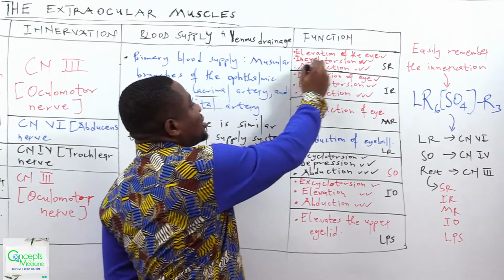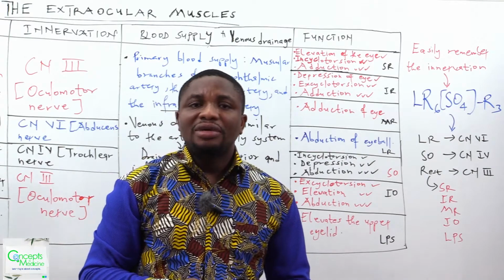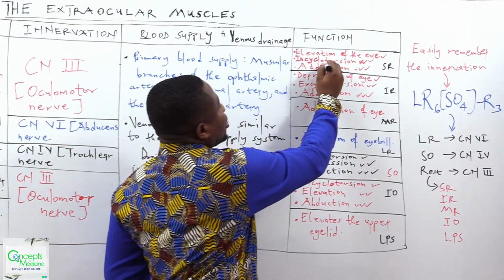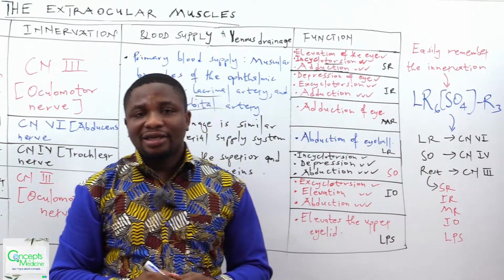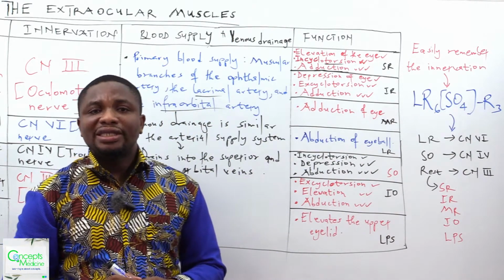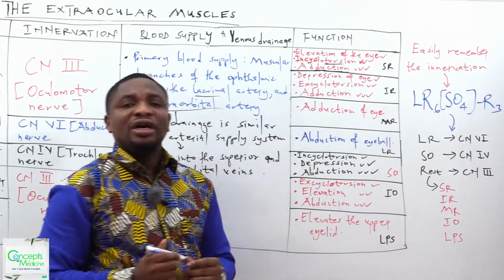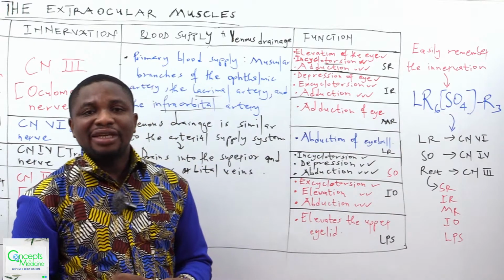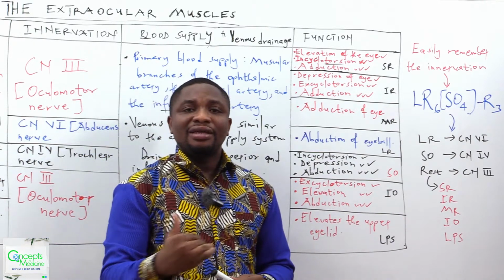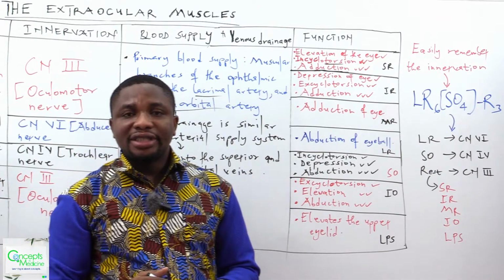The secondary function is what we call encyclotorsion. When we say encyclotorsion, we are referring to the medial rotation of the eye. That is what we call encyclotorsion. The tertiary function of the superior rectus muscle is adduction, meaning it moves the eye medially. It moves the eye towards the midpoint.